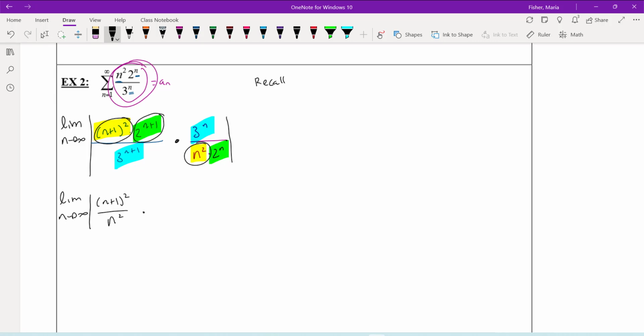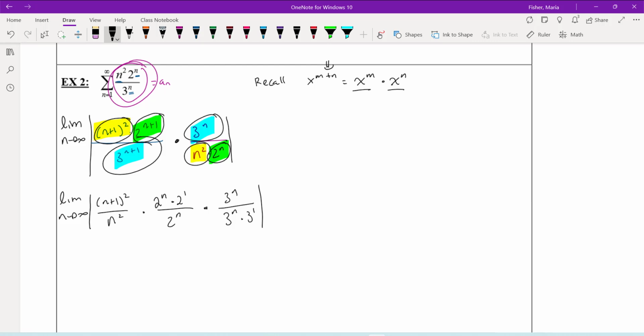Recall, if you have x to the m plus n, that's equal to x to the m times x to the n. So if you're adding here, you can split it up over multiplication. 2 to the n plus 1 becomes 2 to the n times 2 to the first. And that's all over 2 to the n. And then times 3 to the n, all over, and that expands to 3 to the n times 3 to the first. Now let's cancel. I notice that I can cancel a 2 to the n, and I can cancel a 3 to the n.